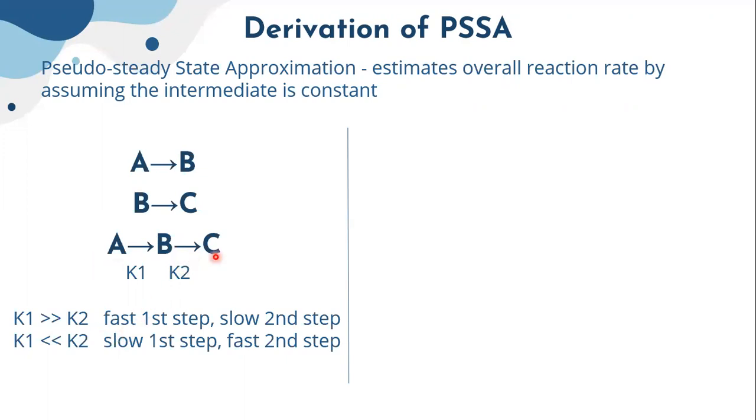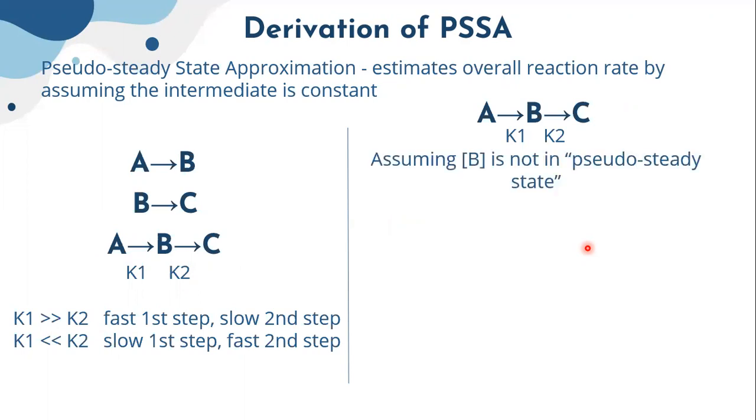Now, usually when we have complex reactions like this, we like to use the PSSA method, but over here, I'm going to be showing you how to solve this equation using the kinetic method instead. And so that just basically means we're going to assume that the intermediate B is not in the pseudo-steady state, meaning we're assuming the intermediate is not constant.